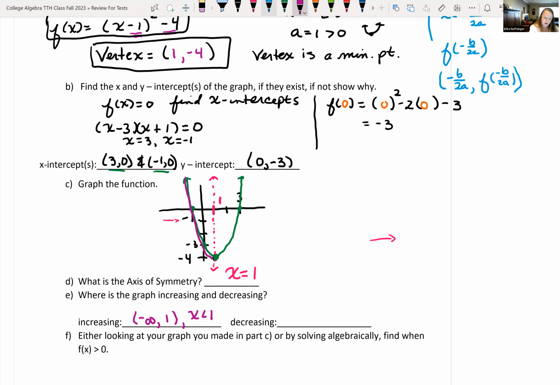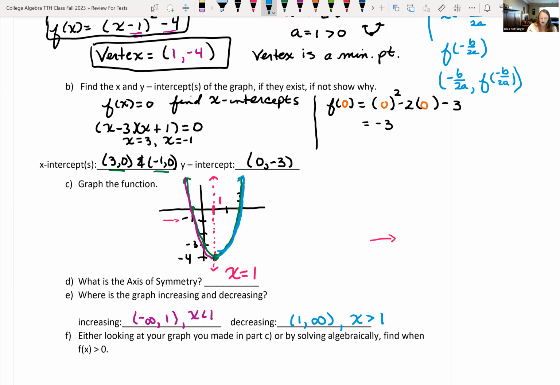So I notice we're going up once we hit the vertex, from left to right, starting at 1 and going to infinity. Or another way to state this in inequality notation, x is greater than 1.